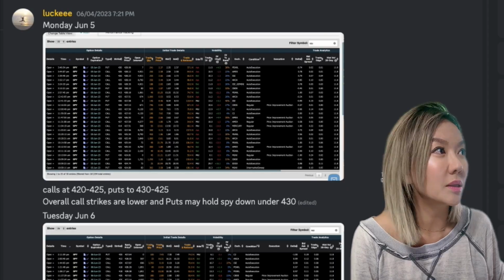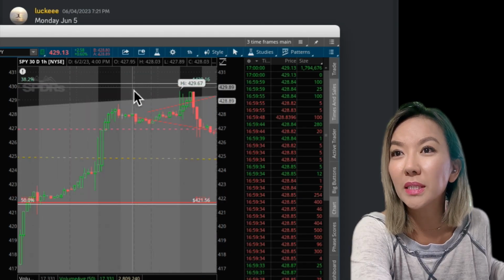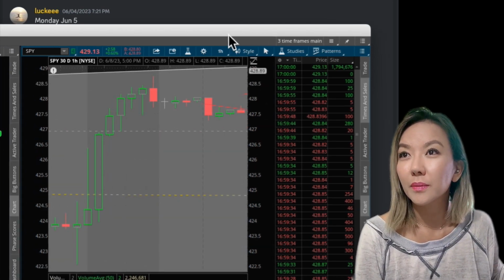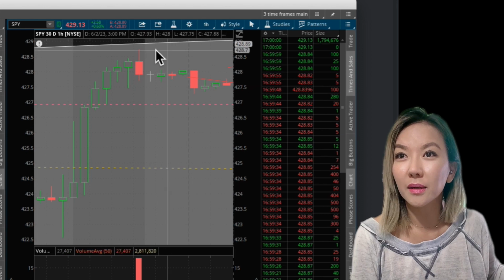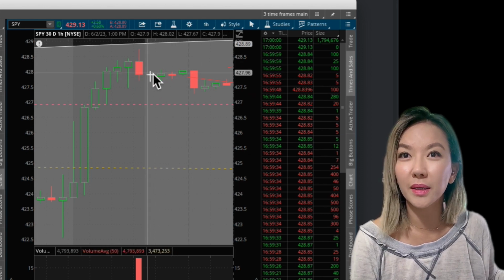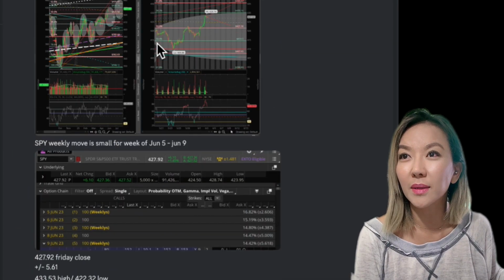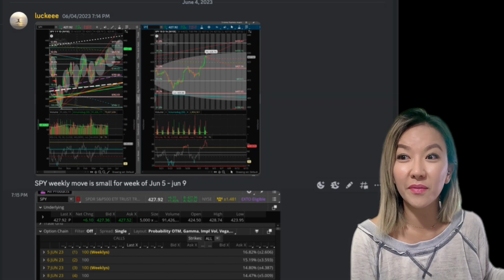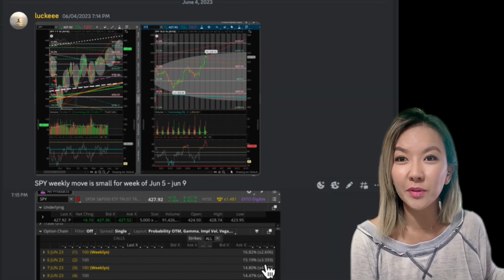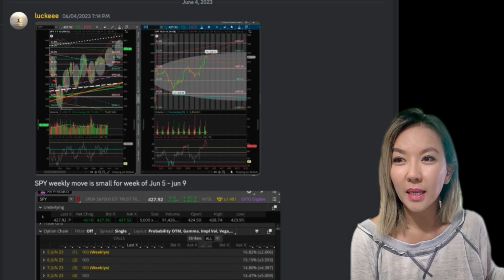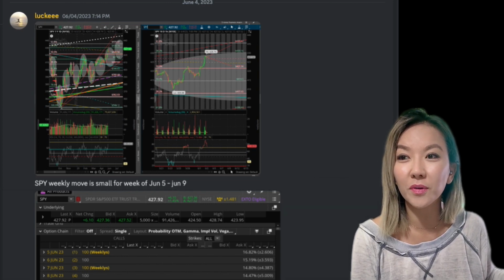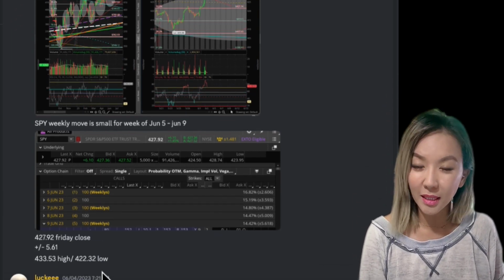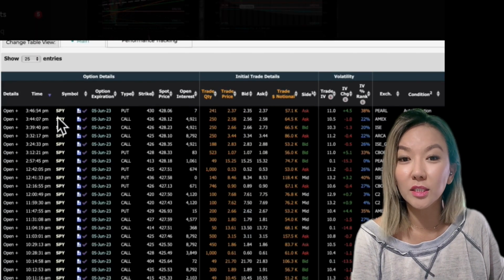So if you look at the chart, this is how we closed the week, right here. We closed the week right in this area. And then I gave a summary. This was where the SPY weekly move is going to be very, very small. So then the expected move, I used that, and figured out the full range, plus or minus, for the full week. Then I said, okay, let's look at just Monday.